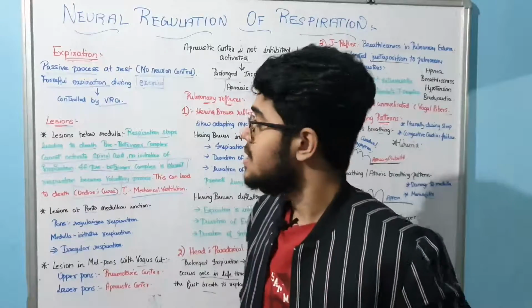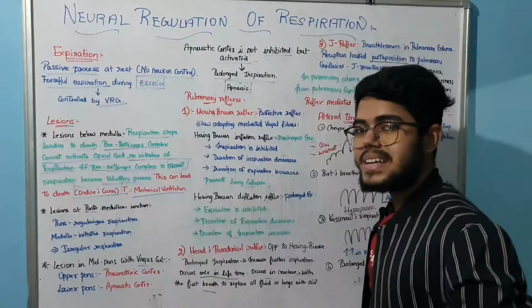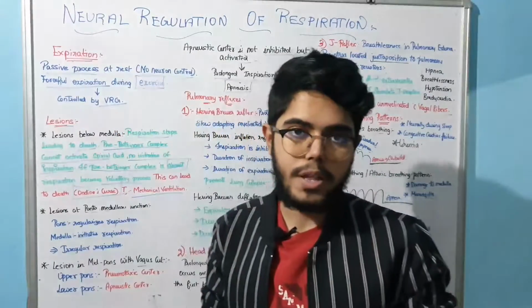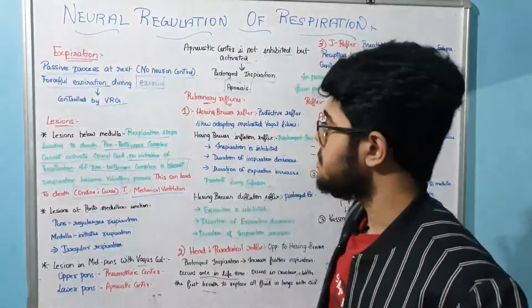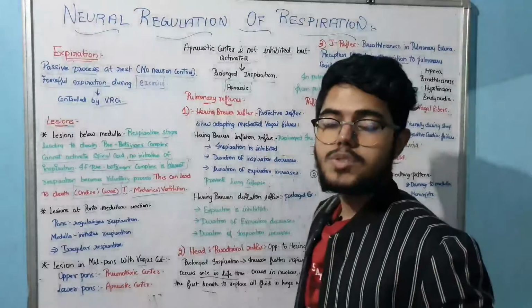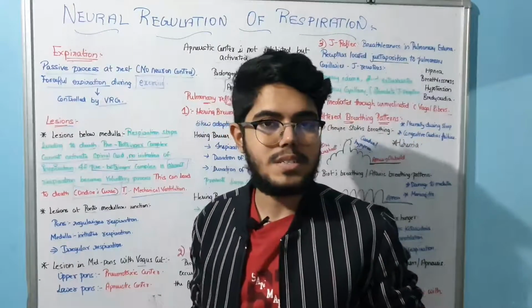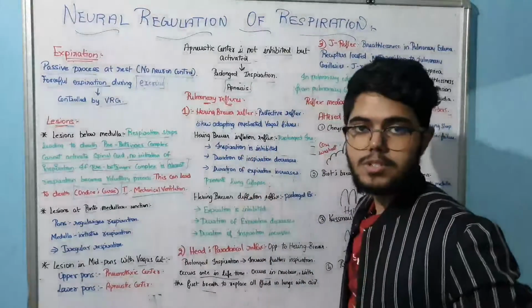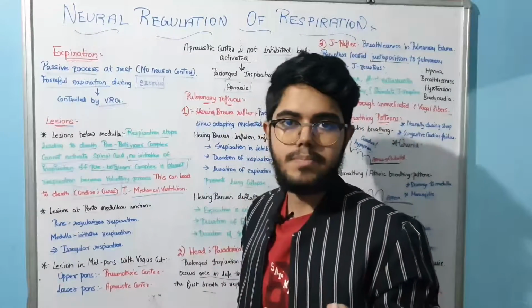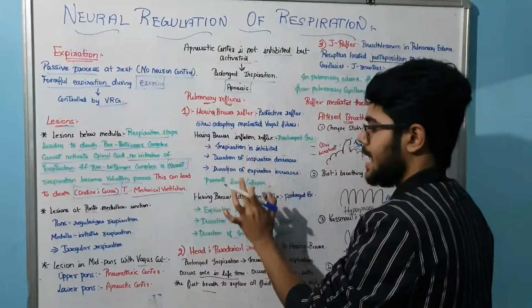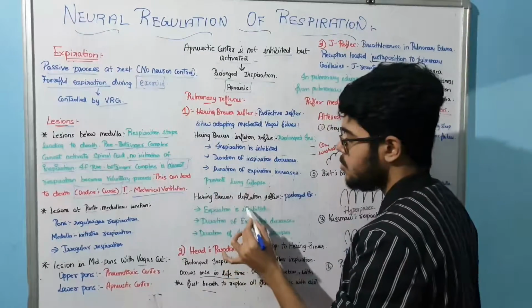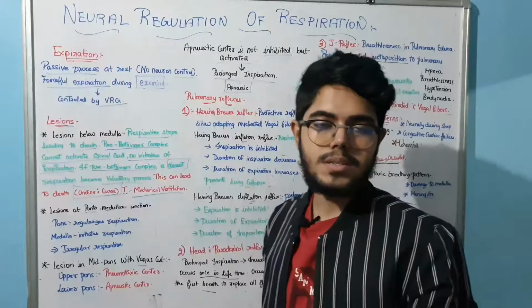Right, very simple. Next we will move on with the pulmonary reflexes. There are different reflexes happening in our body. The first important thing is the Hering-Breuer reflex. It is a protective reflex present in our body. It is a very important 5 mark question. Please understand, the concept is very simple. We have two different types, the Hering-Breuer inflation reflex and the Hering-Breuer deflation reflex.